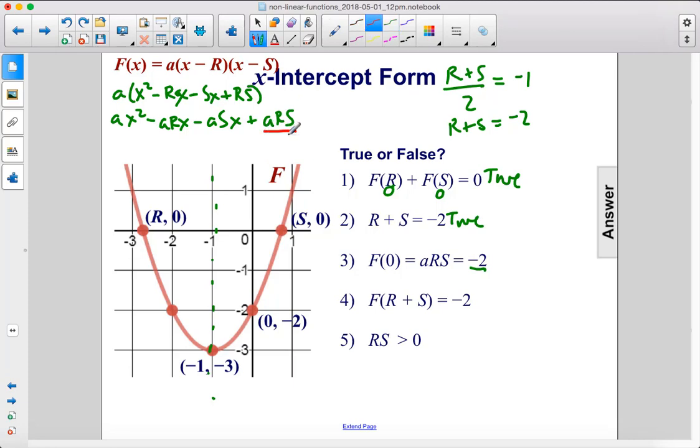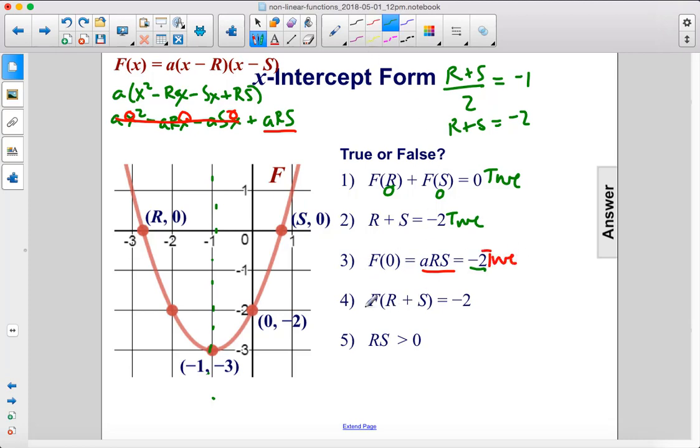See, this ars is right there, and it's also here. When we plug 0 into the function, that would make all of these x's 0, here, here, and here, eliminating those completely, leaving us with just this one term, ars, and that would equal negative 2, because that would be our y-intercept. So this statement is true.